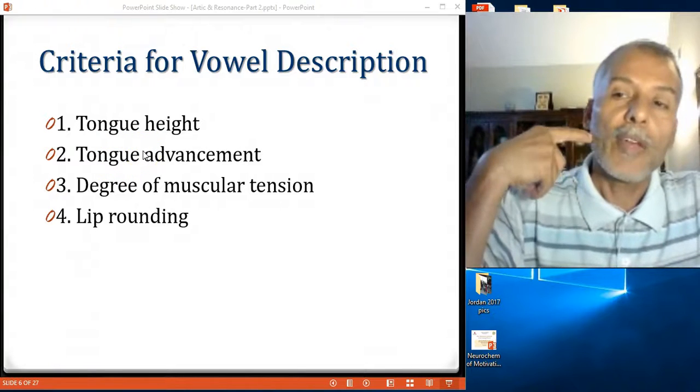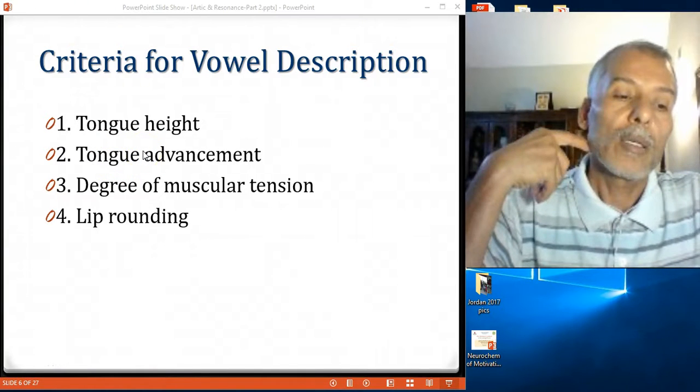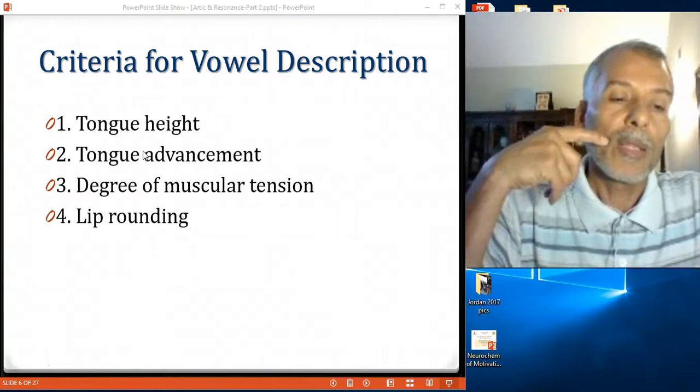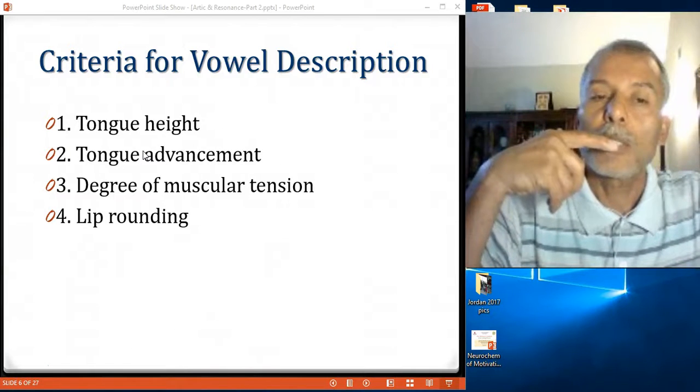One is tongue advancement. How far is the tongue? You know, is it back? Is it in the center of the mouth? Is it front?